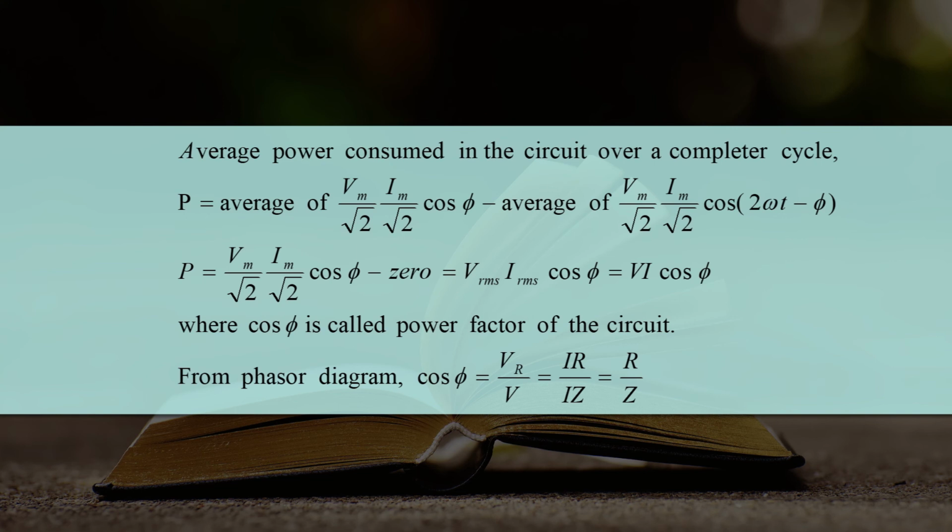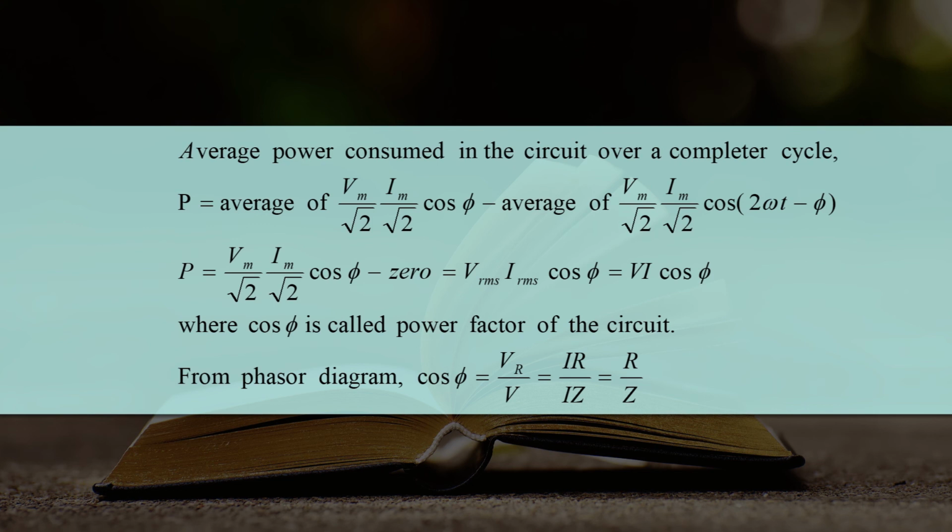This Vm upon root 2 is what? Basically it is the RMS value of the voltage, and Im upon root 2 is the RMS current. So it can be written as P equal to V RMS into I RMS into cos phi. So simply it is always denoted as P equal to VI cos phi, where cos phi is also called the power factor of the circuit.